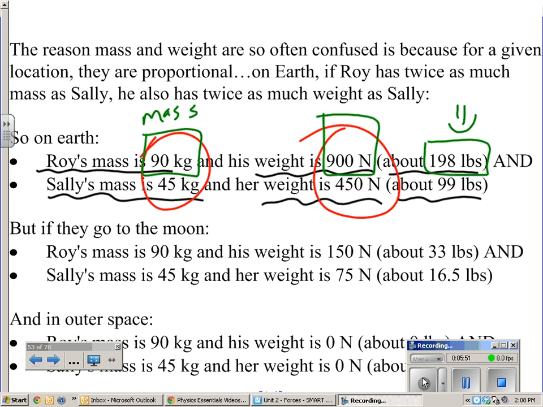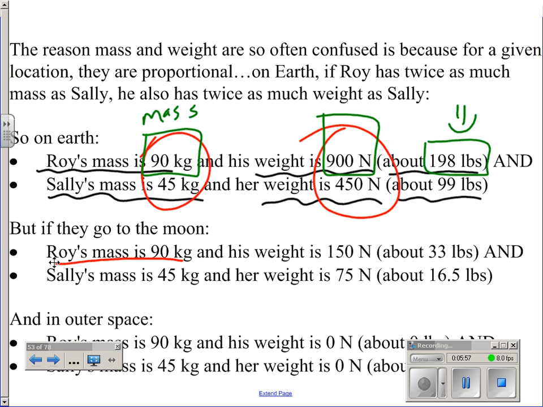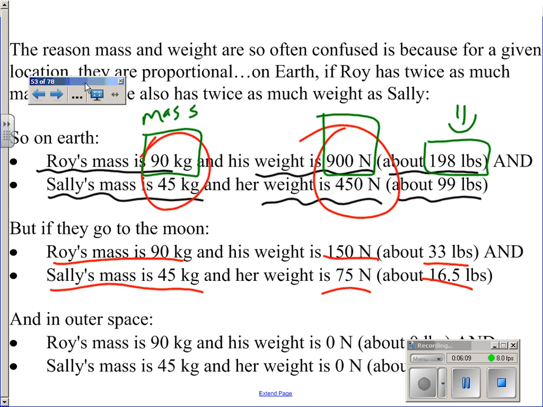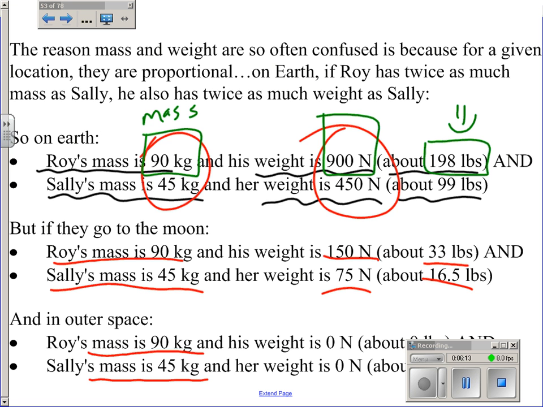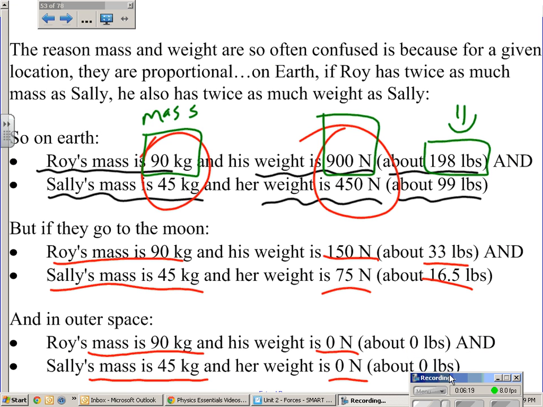To continue this example, if Roy and Sally both go to the moon, notice they both still have the same mass. Roy's mass on the moon is still 90 kilograms, and Sally's mass on the moon is still 45 kilograms. But they both weigh less, about a sixth as much, because there's less gravity on the moon. And in outer space, where there's no gravity at all, they still have the same mass they had on Earth and on the moon, but no weight, because there's no gravity in outer space.